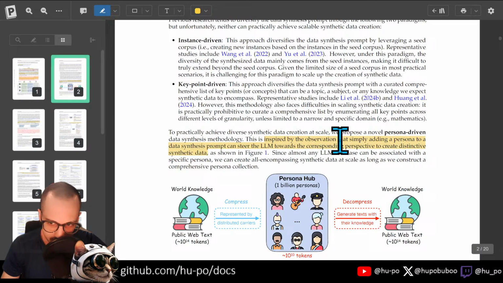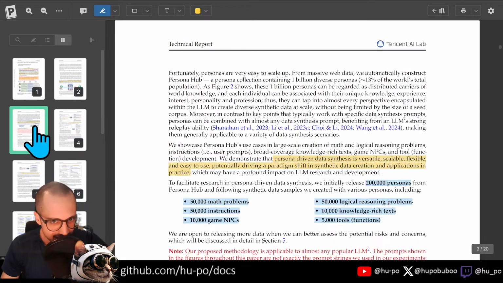Inspired by the observation that simply adding a persona to a data synthesis prompt can steer the LLM towards the corresponding perspective to create distinct synthetic data. And persona-driven data synthesis is versatile, scalable, flexible, and easy to use, potentially driving a paradigm shift in synthetic data creation and applications in practice.